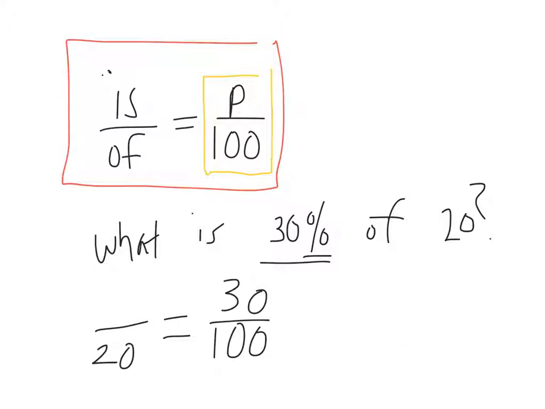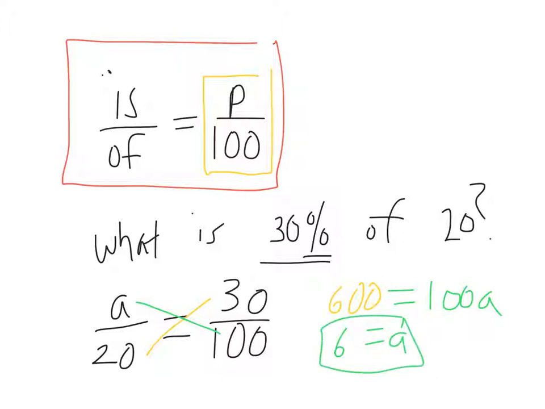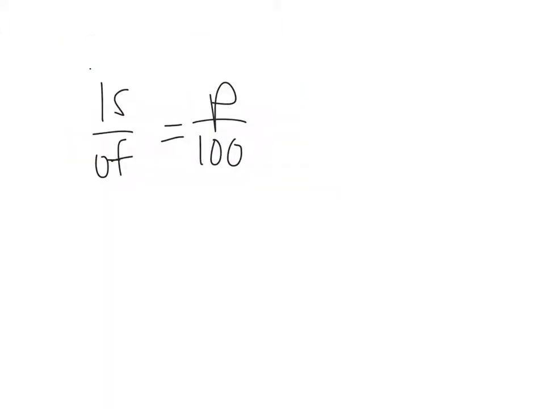So you're missing the is, and so I'm just going to say that's A. And when I multiply this times this, I get 600. When I multiply this times this, I get 100A. And then I divide both by 100, I end up with 6 is equal to A. And that is what is 30% of 20. So again, is over of is equal to percent over 100.